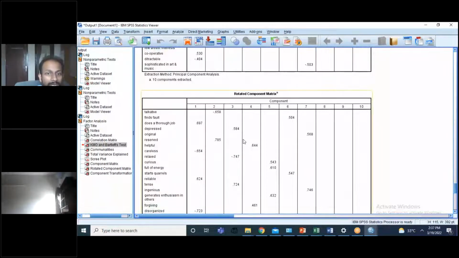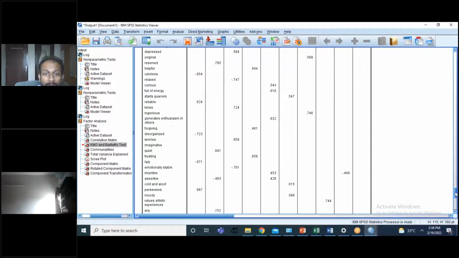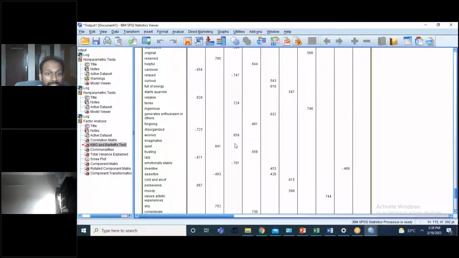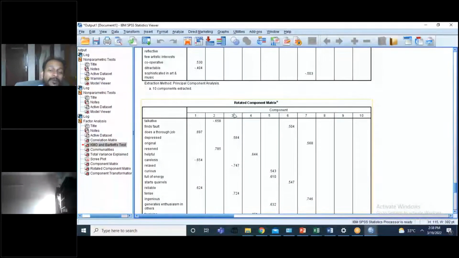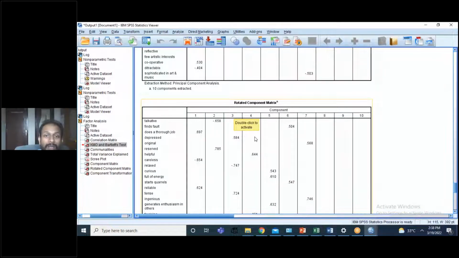Third one, look at the highest factor loading, minus 0.747. It is minus, which means he is not a relaxed person, he is a tensed person. Then worries, and emotionally stable, which means he is emotionally unstable. So basically it talks about a tensed person who is emotionally unstable.